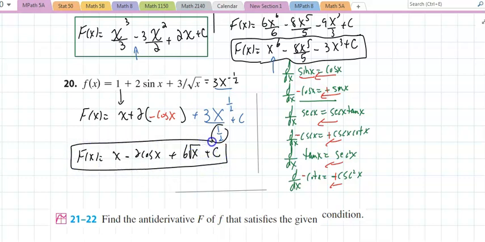And if I take a derivative of that answer I just got, I'll figure this out really quick. So again, taking a derivative is very quick and efficient. Antiderivative is a different story.